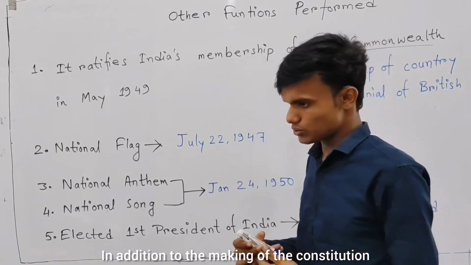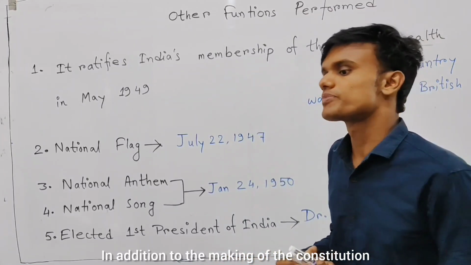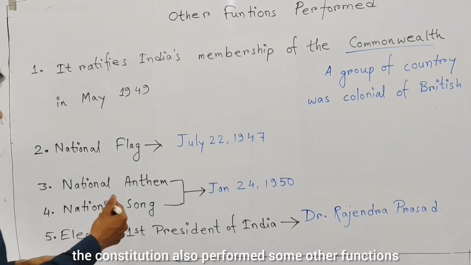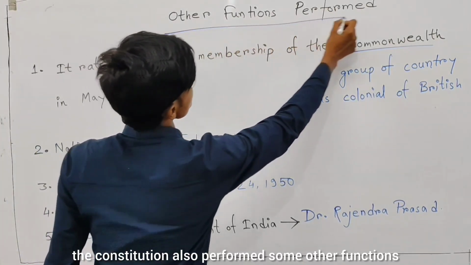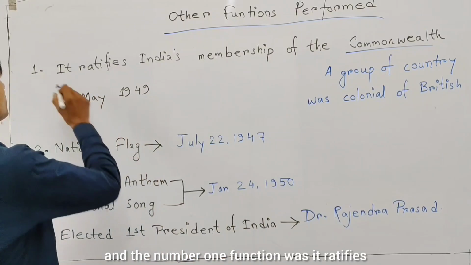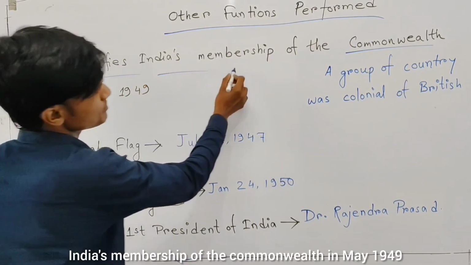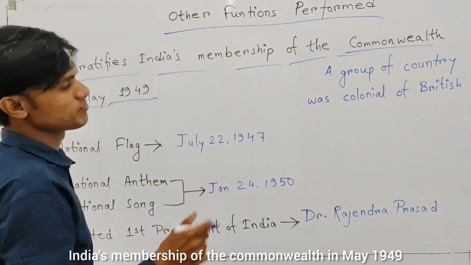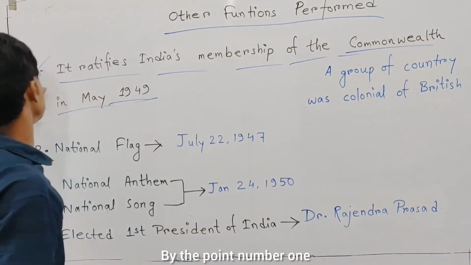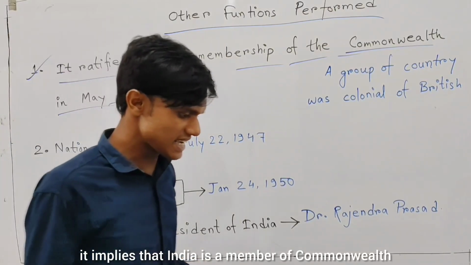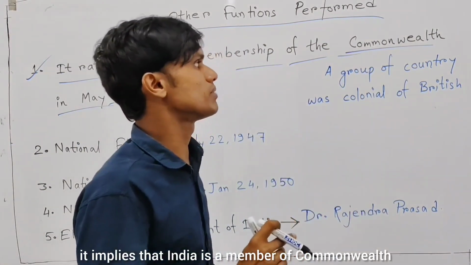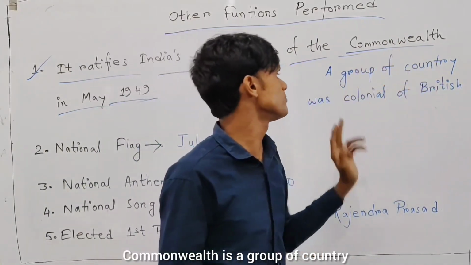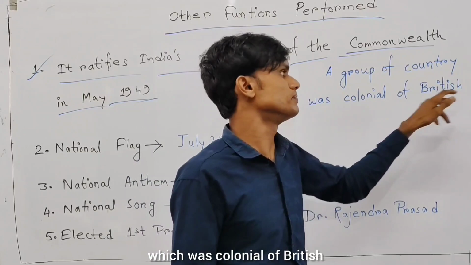In addition to making the constitution and enacting ordinary laws, the Assembly also performed some other functions. The number one function was that it ratified India's membership of the Commonwealth in May 1949. By point number one, it implies that India is a member of the Commonwealth. What is the Commonwealth? The Commonwealth is a group of countries which were colonies of Britain.